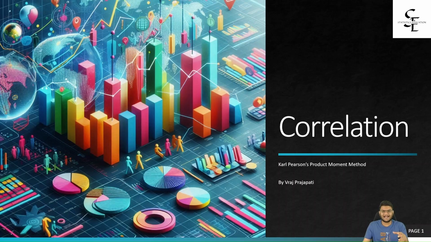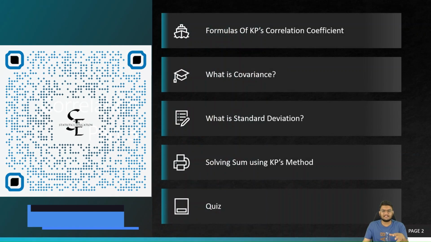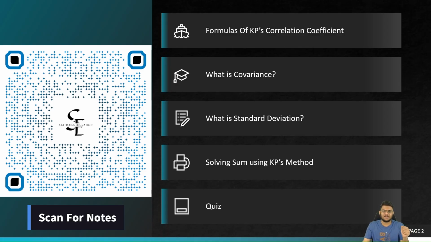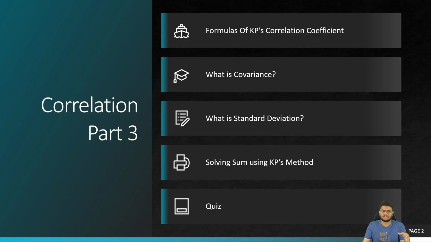Today we are covering Karl Pearson's correlation coefficient. First of all, we will see some main formulas used in Karl Pearson method. After that, we'll learn about topics like covariance and standard deviation and also how to calculate them. And lastly, we will learn how to obtain correlation and how to interpret it. So without any further ado, let's begin the video.